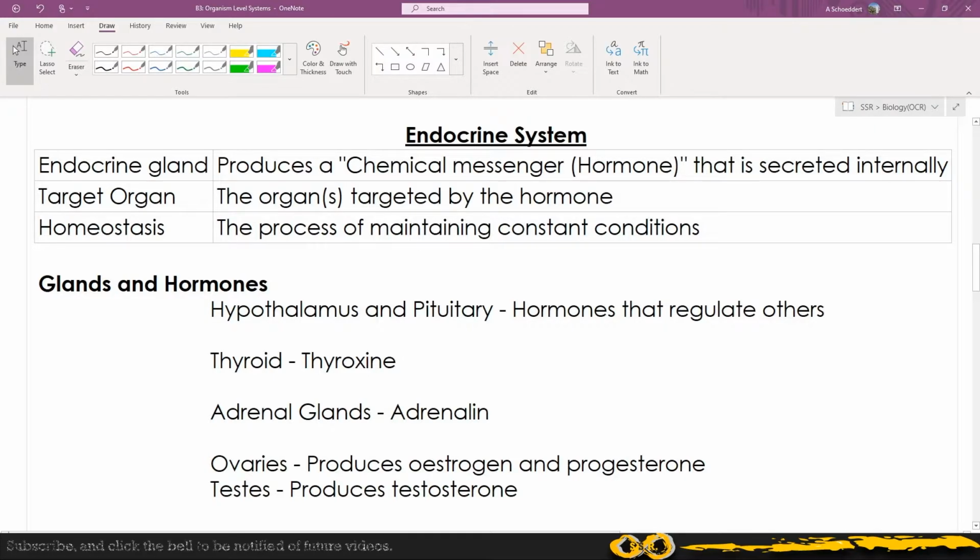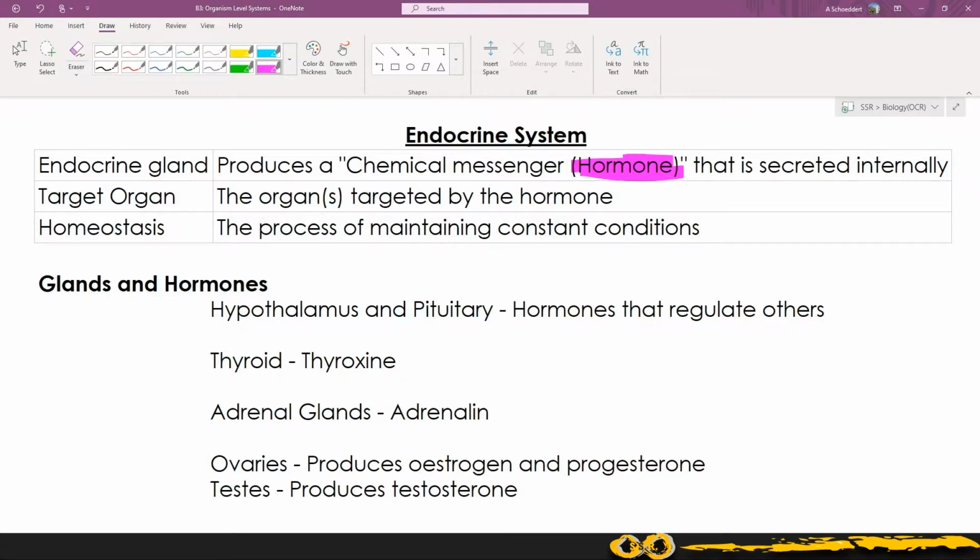There are 3 new keywords that you need here: an endocrine gland, which is going to produce a chemical messenger or a hormone, and that is secreted internally. So endocrine meaning internal to the body. And then you have a target organ, and there might be more than one, and those are the ones that are targeted by the hormone. So they're the ones that will respond to this message.